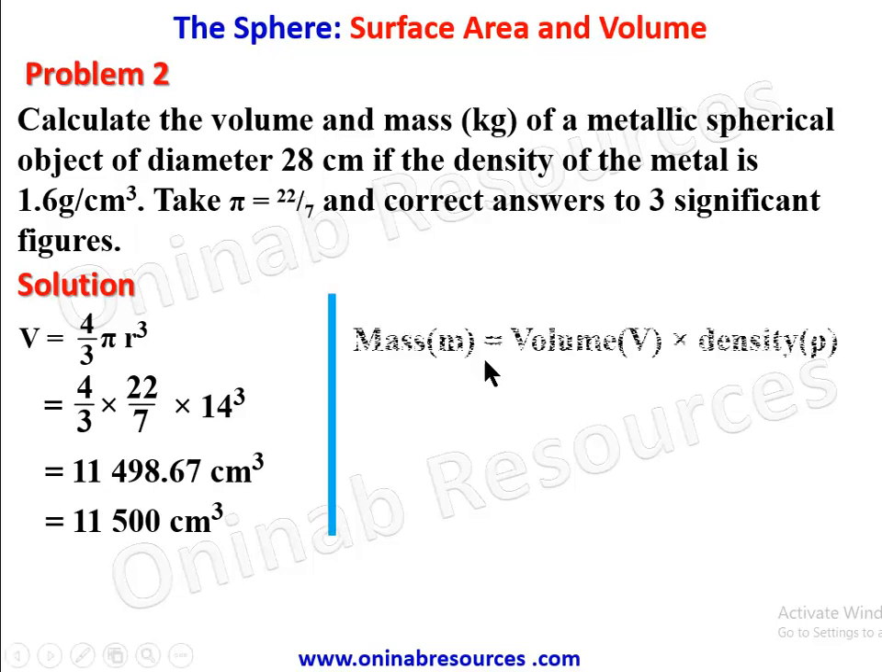So we now go to calculate the mass of the spherical object. We say mass is volume times density. We've calculated the volume, and we are going to use this volume, not the rounded value. So we use the raw value. That's going to give us 11,498.67 times the density, which is times 1.6.